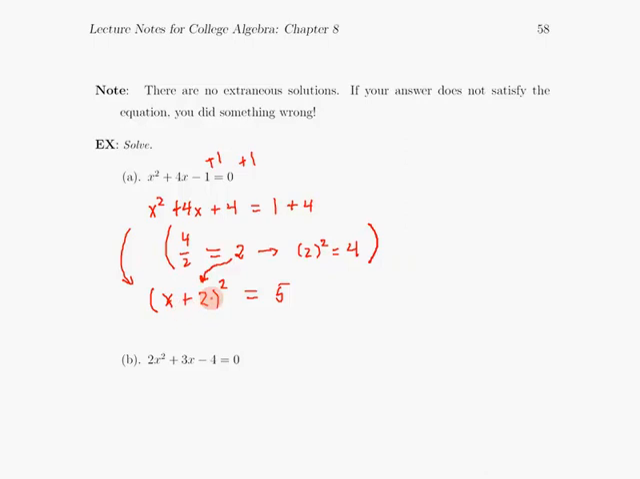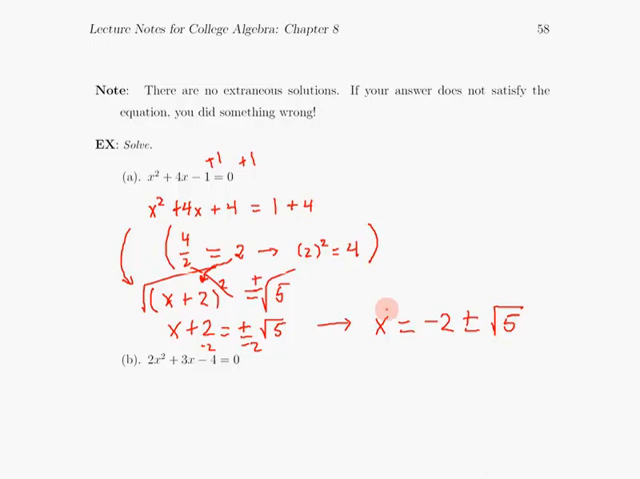Now, if I have x plus 2, quantity squared, is equal to 5, I take the square root of both sides, putting a plus or minus on the right. The square and the square root cancel. I have x plus 2 is equal to plus or minus the square root of 5, which if I now subtract 2 from both sides, my final answer is that x is equal to negative 2 plus or minus the square root of 5. I can't simplify the radical any further, so I leave my final answer in this form.